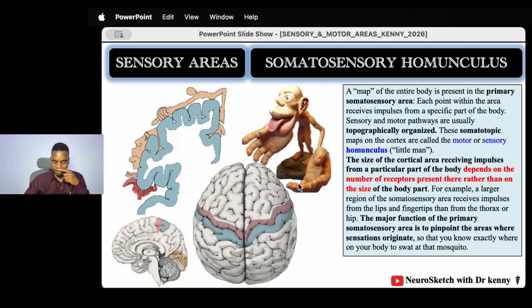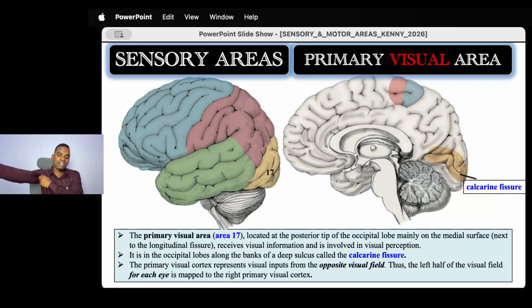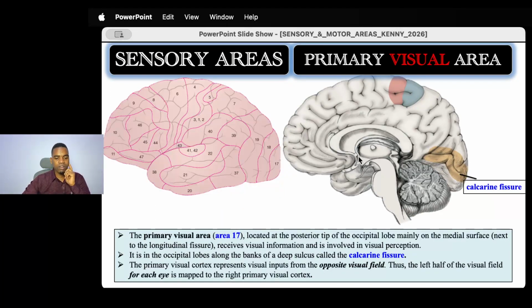So that is a primary somatosensory homunculus. Now let's talk about the primary visual area. Okay, we said the visual cortex is the occipital lobe. The occipital lobe is the one that is primarily dealing with the visual information. And the primary visual area is Brodmann area number 17, which is at the pole of the occipital lobe.